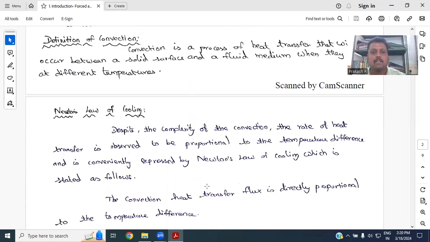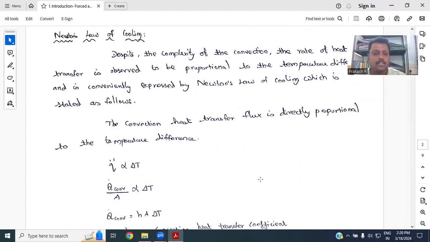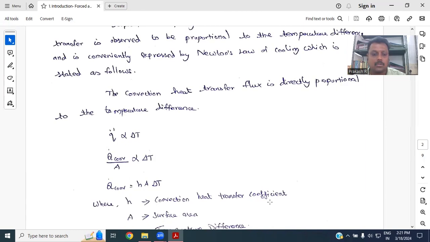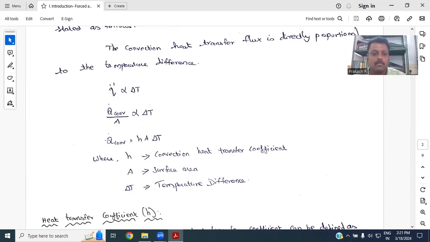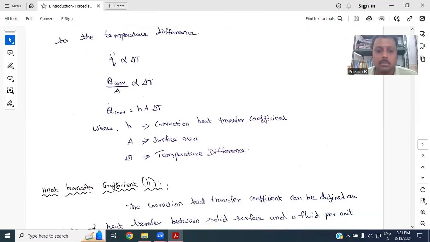So this convection mode of heat transfer can be defined by Newton's law of cooling. It states that the convection heat transfer flux is directly proportional to the temperature difference. Therefore, Q is directly proportional to delta T, and Q by A is proportional to delta T. In order to remove this proportionality, we introduce a constant called h, the heat transfer coefficient. So the final equation becomes Q = hA delta T, where h is the convection heat transfer coefficient, A is the surface area, and delta T is the temperature difference between the two media.